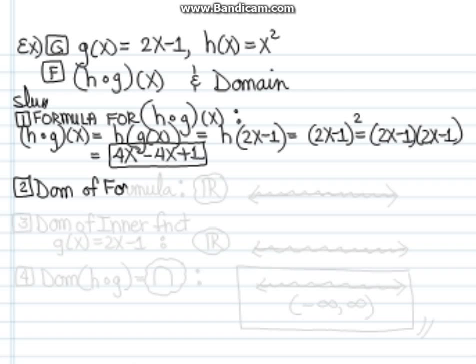Now find the domain of that formula. Well, it's any real number. There's no restriction on what x can be in 4x squared minus 4x plus 1. So we'll shade the entire number line for the domain of the formula.